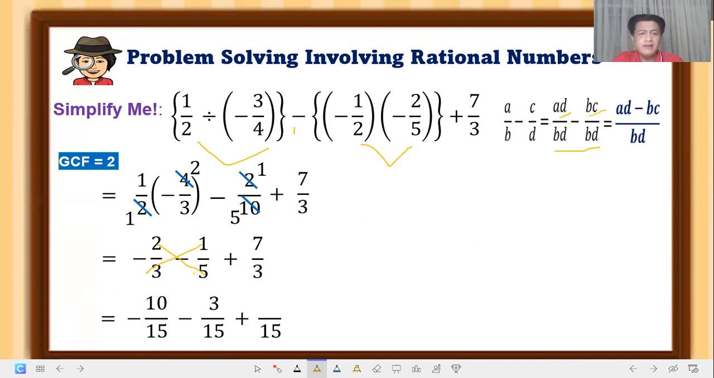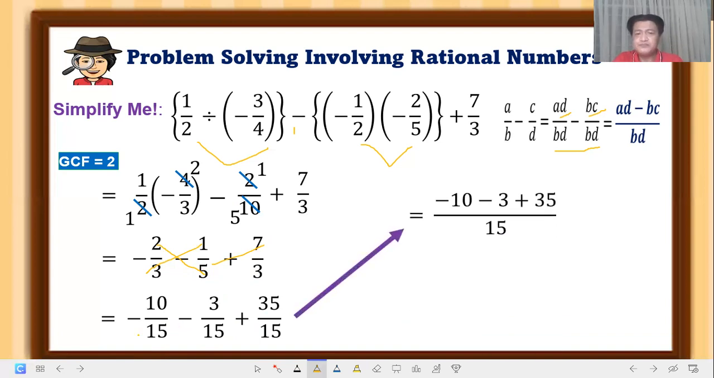Okay, ito. And then, paano ito yung natira? I-multiply natin yung, okay, that is 5 times 7. Ito siya. Kasi hindi na pwede ito 1 times 3 meron na. Kaya dito ka dapat mag-multiply. And then, since nagawa na natin siyang similar fraction or equivalent fraction, we can now add subtract directly, kasi pantay po sila sa PEMDAS. And then, that will become negative 10 minus 3 plus 35 over 15.